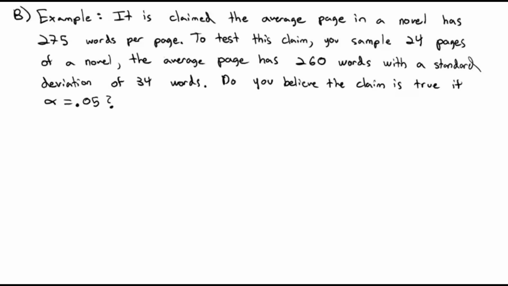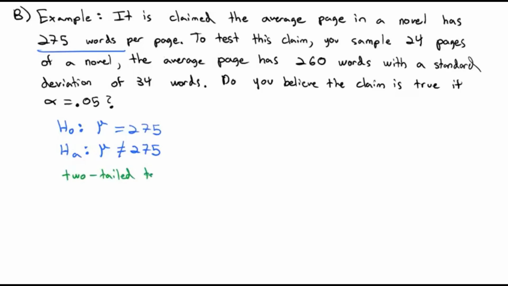Well, we start off every hypothesis test with a null hypothesis. Here we're talking about a population mean, and the claim is that the mean is 275 words per page. For the alternative hypothesis, we're not really saying it's less than or greater than. You just want to know, is the claim true? So what we say is mu is not equal to 275. And because we have that not equal, we're really dealing with a two-tailed test.